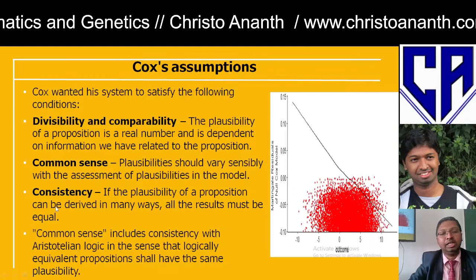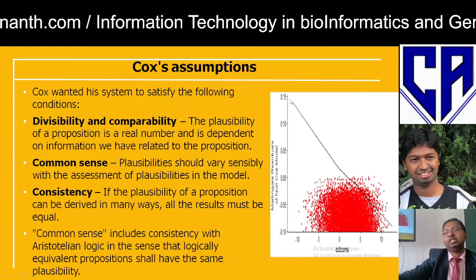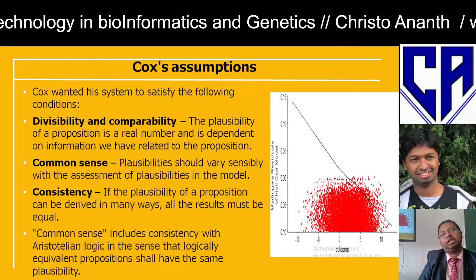So this is the Cox model where you tend to evaluate the outcome. Here you can see the output is linear, which means when the input is increasing, the output is also increasing. Okay, and when the input is decreasing, the output is also decreasing.